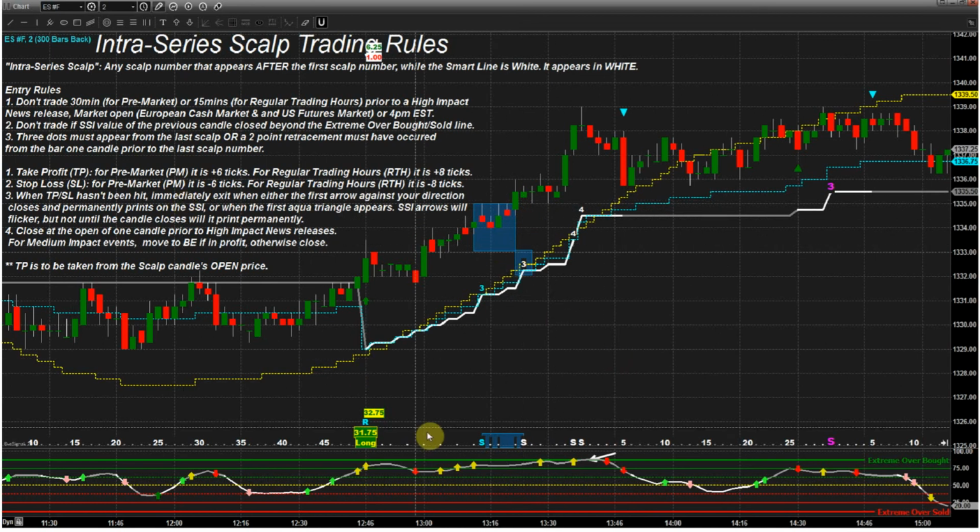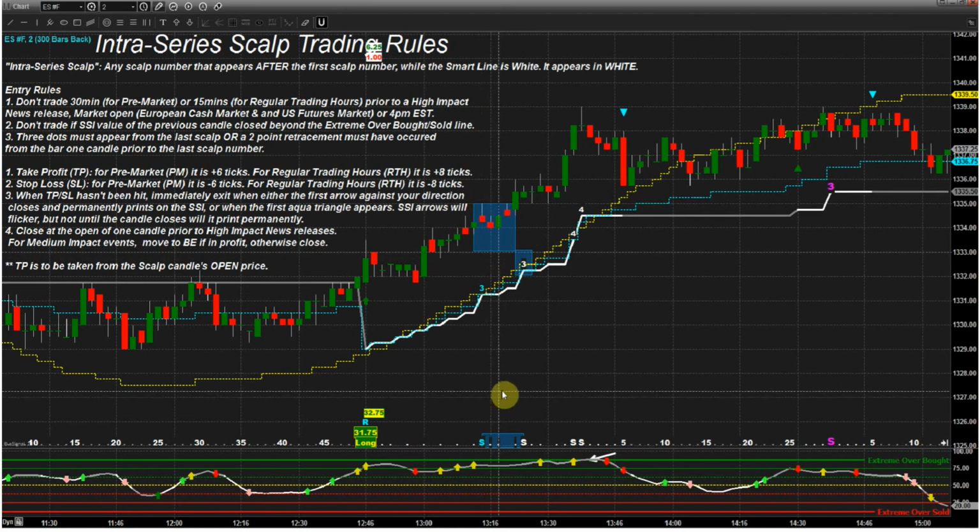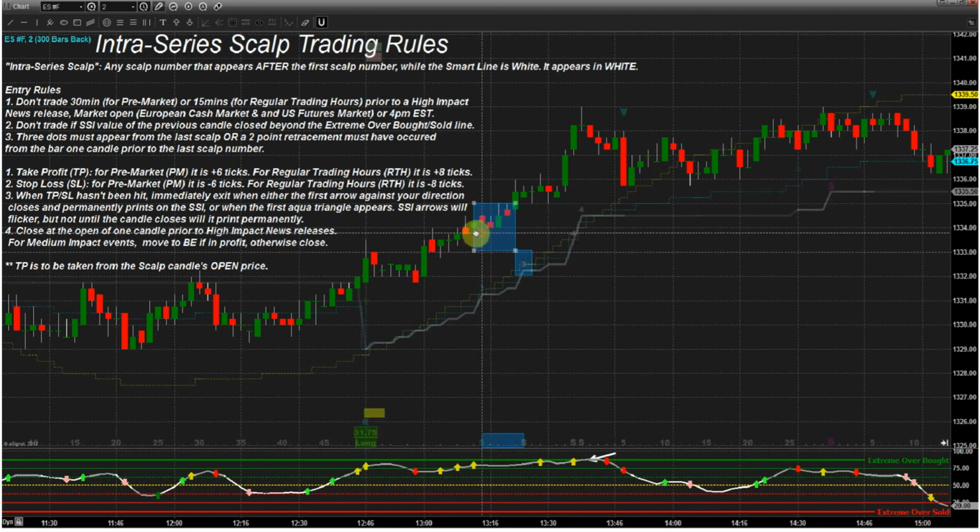So one of these two rules: either the 3 dots after the last scalp number or the 2-point pullback. And you have to be prepared for Intra-Series scalps. When you have one scalp number coming up and, for example, maybe you missed that scalp number or you made profit on it and you're waiting for another scalp, you've got to count the dots and also take out your own triangle and see if there's been a 2-point pullback in price. When either one of these two rules is met, then you know that the next scalp number that comes up, an Intra-Series scalp, is a valid one to take.